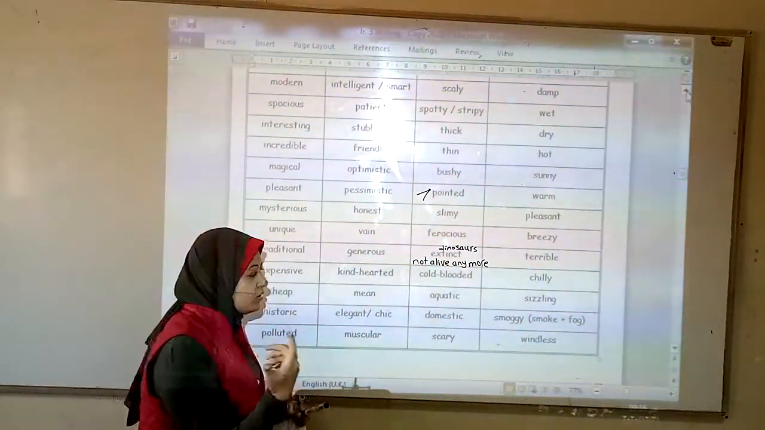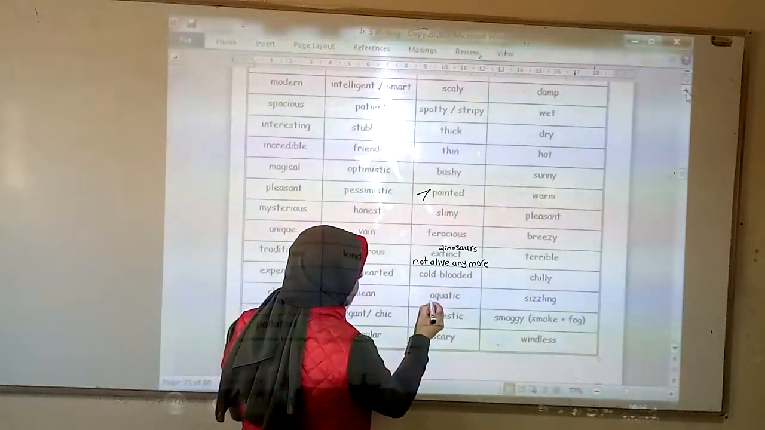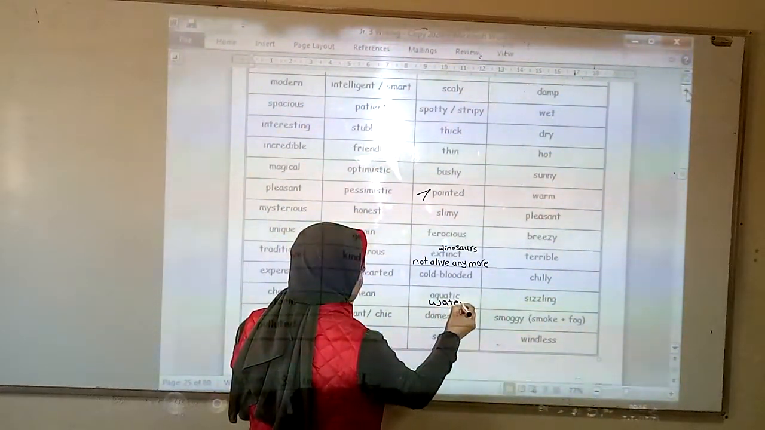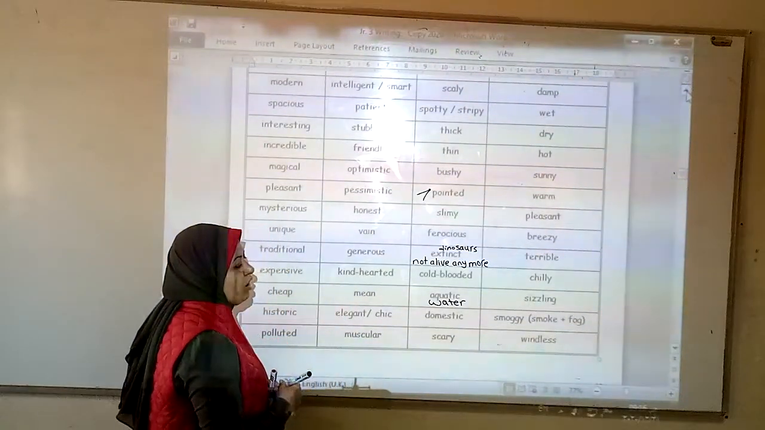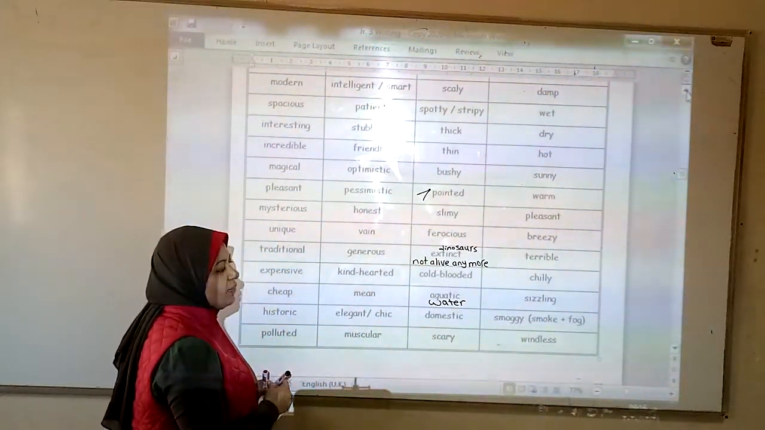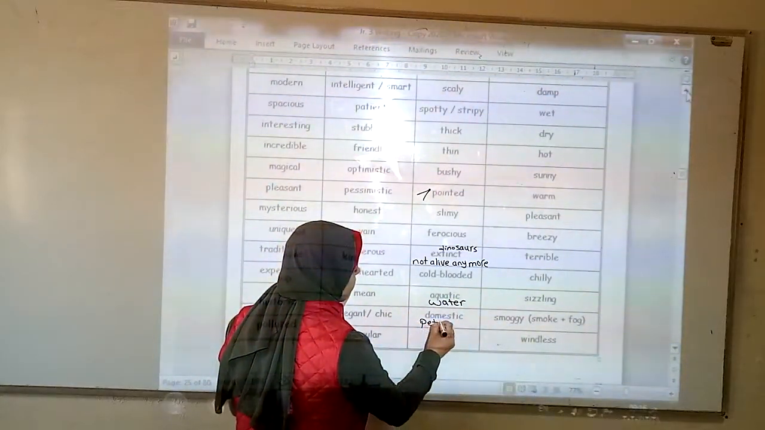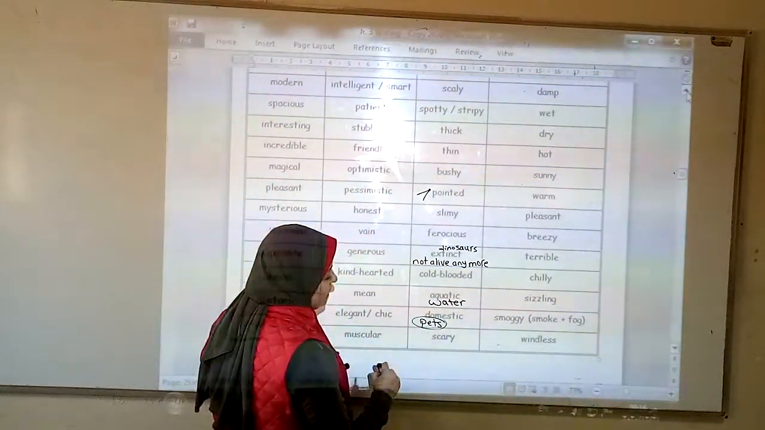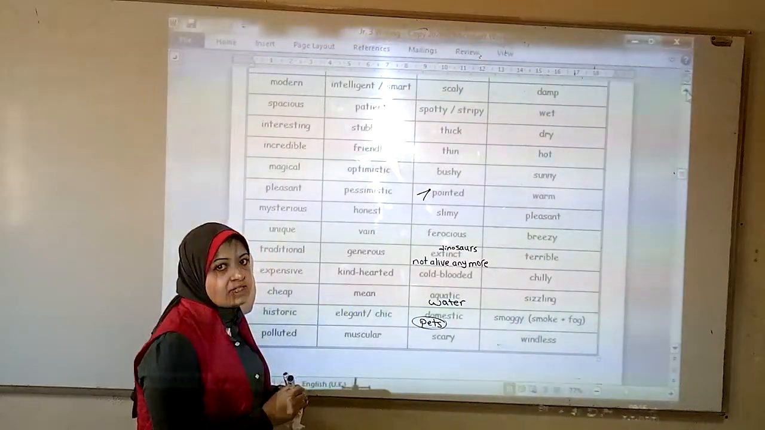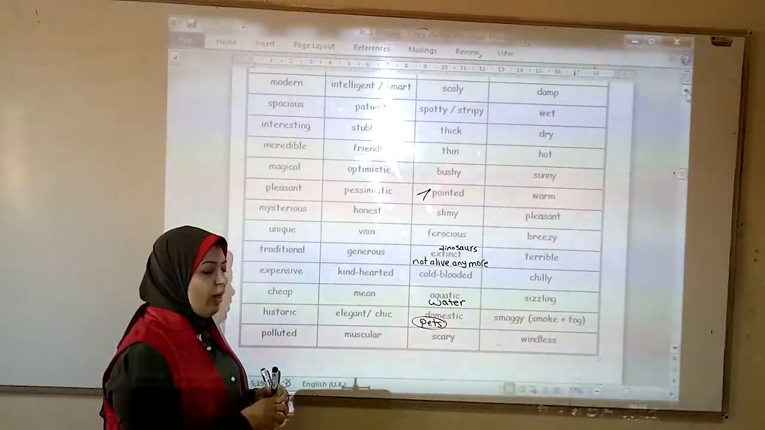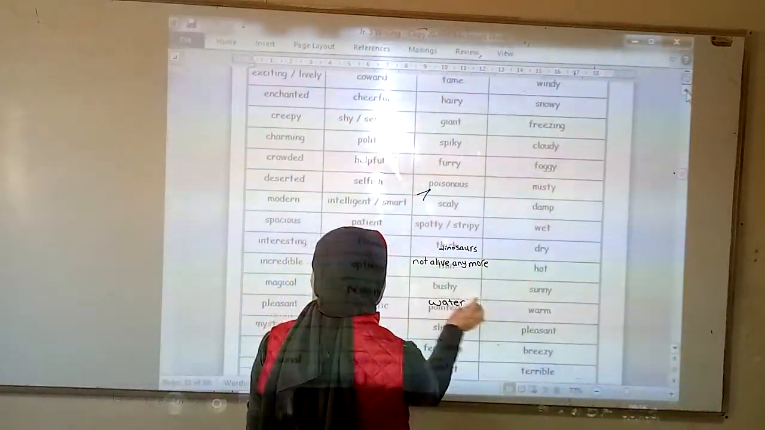The blood is cold. Aquatic, related to water. Any creature that is related to water, we can describe it by being aquatic. Domestic, like the pets, they are tame and domestic. Scary means it can frighten you out. The last one.